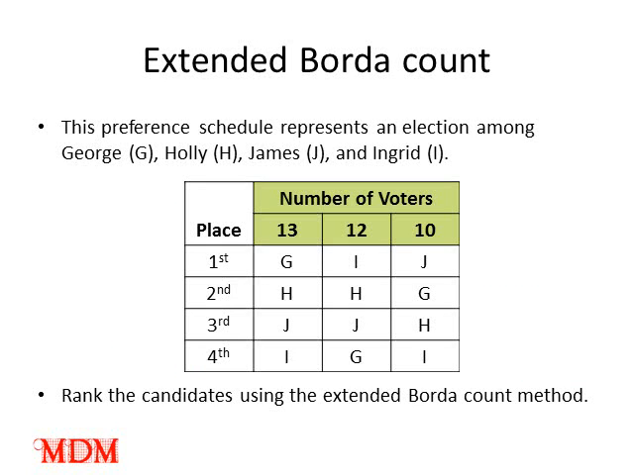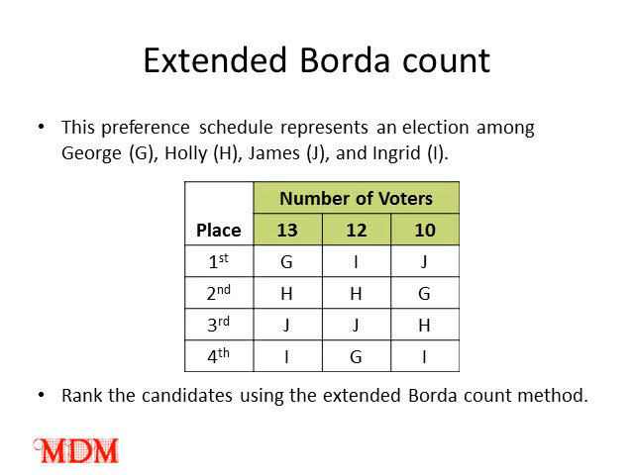Now let's look at an extended Borda count. This preference schedule is the same as the one we saw before. Our instructions this time are to rank the candidates using the extended Borda count method. Remember, with the Borda count method, we're going to look at how many places there are, and we're going to assign points based on the place. So the last place would get 1 point, the next to the last 2, and so on up until we get to first place. So first place in this instance would get 4 points.